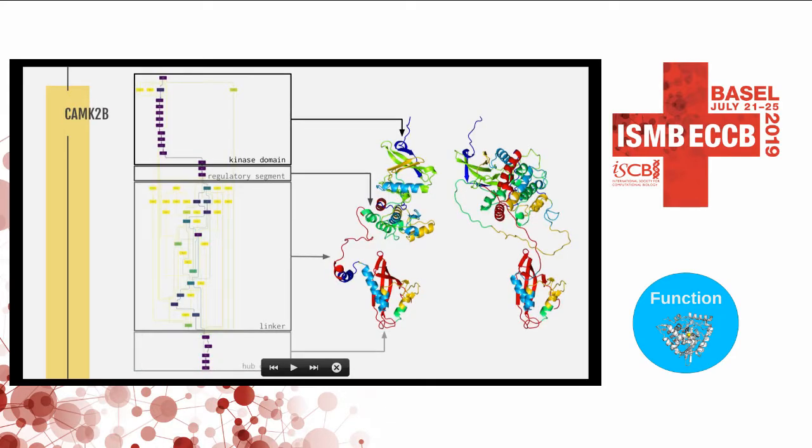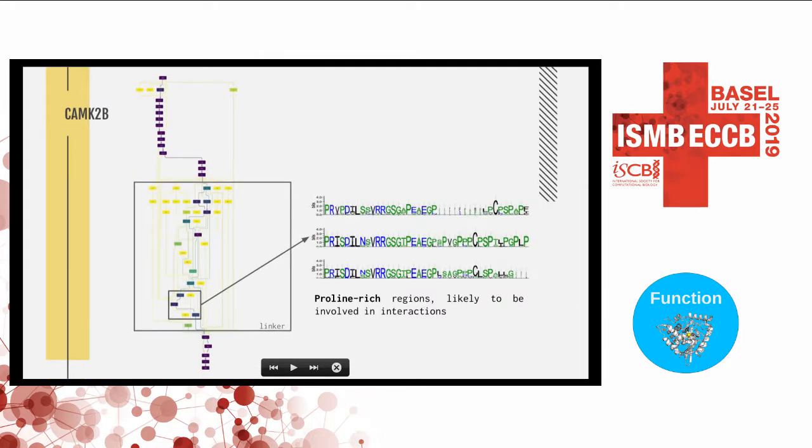This is an example of a kinase, CAMK2B. Here, all the alternative splicing is happening in the linker between the hub and the kinase domain. These alternative splicing events are regulating 2 things. One is the length of the linker, and it's known that the length of the linker is associated with the activation of the protein. And also there are some alternatively spliced exons that contain proline-rich regions that are known to be involved in protein interactions.